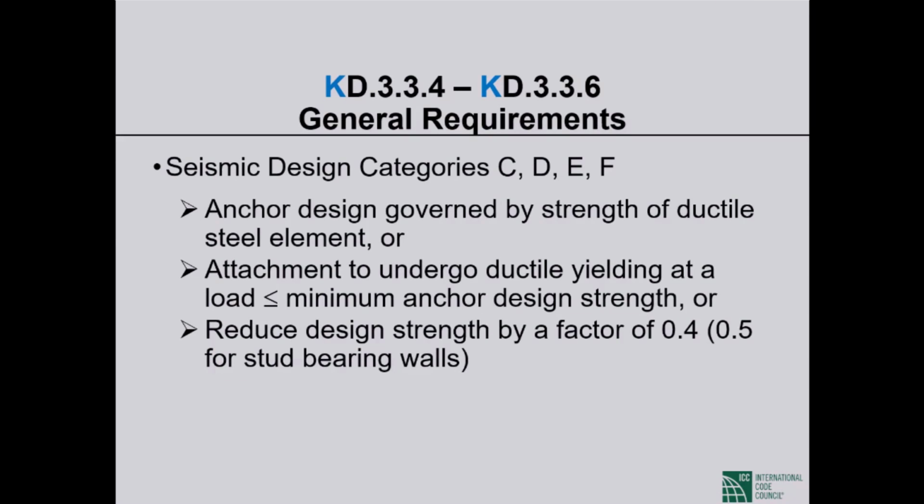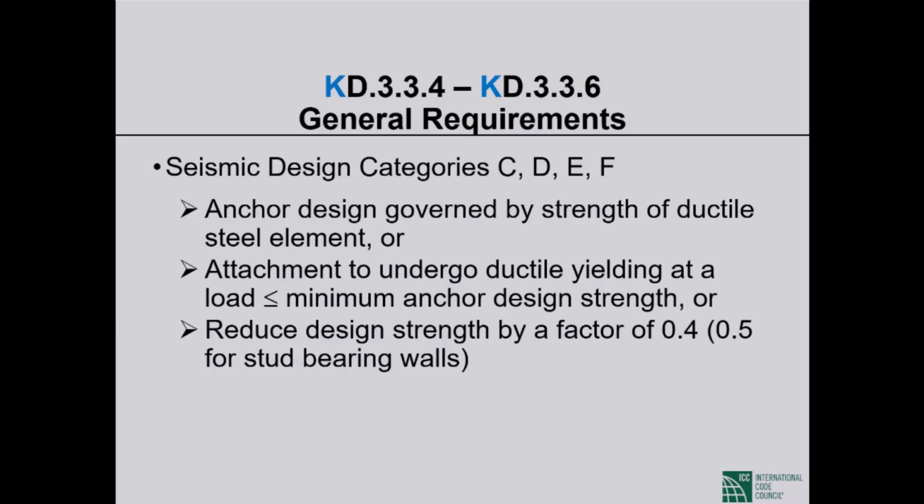Now, if you have an anchor in a structure assigned to seismic design category C or D, these are important restrictions. You have three choices. You have to design your anchor such that the anchor itself fails. You have to design for steel failure, and the steel failure has to be ductile. What that means, I'll come to in just a little bit.